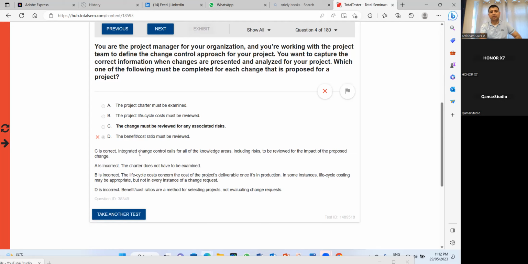The change request, integrated change control, calls for all the knowledge areas, including risk, to be reviewed for the impact of the proposed change. So we should review what this change will impact, how this change will impact your other areas like scope, quality, and cost. So yeah, the change must be reviewed because it may impact the other areas as well. Kazim left, maybe busy because of the guest. Yeah, okay.